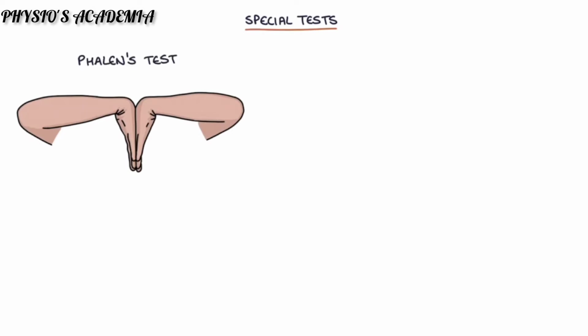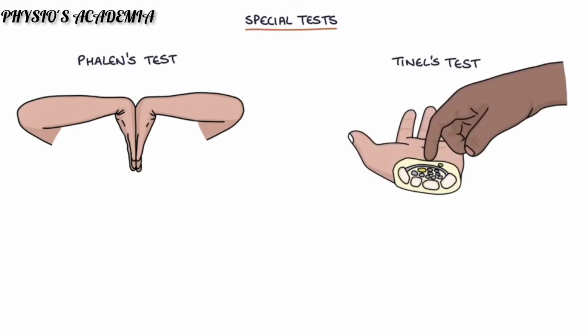So let's talk about these special tests. There are two special tests to remember for carpal tunnel syndrome. Number one is Phalen's test, and number two is Tinel's test. Phalen's test is spelled with a P, which involves fully flexing the wrist and holding it in this position. Often this is done by asking the patient to put the backs of their hands together in front of them with their wrists bent inward at 90 degrees.